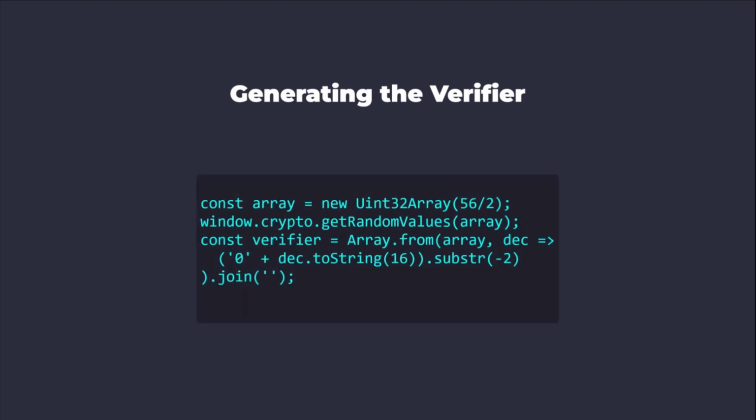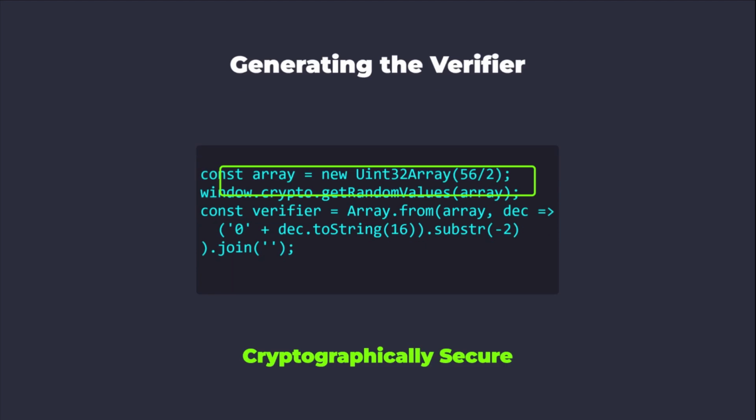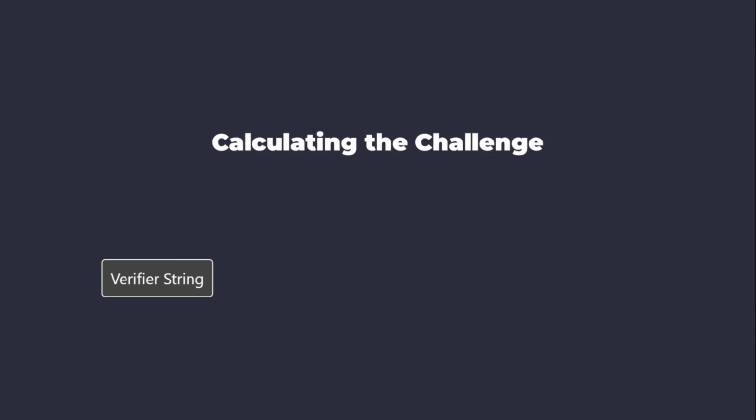The client application initiates the process by generating the code verifier. This must be done using a cryptographically secure pseudo-random number generator, ensuring sufficient randomness. For example, in JavaScript environments, use window.crypto.getRandomValues. Once the verifier string is generated, the client calculates the code challenge.